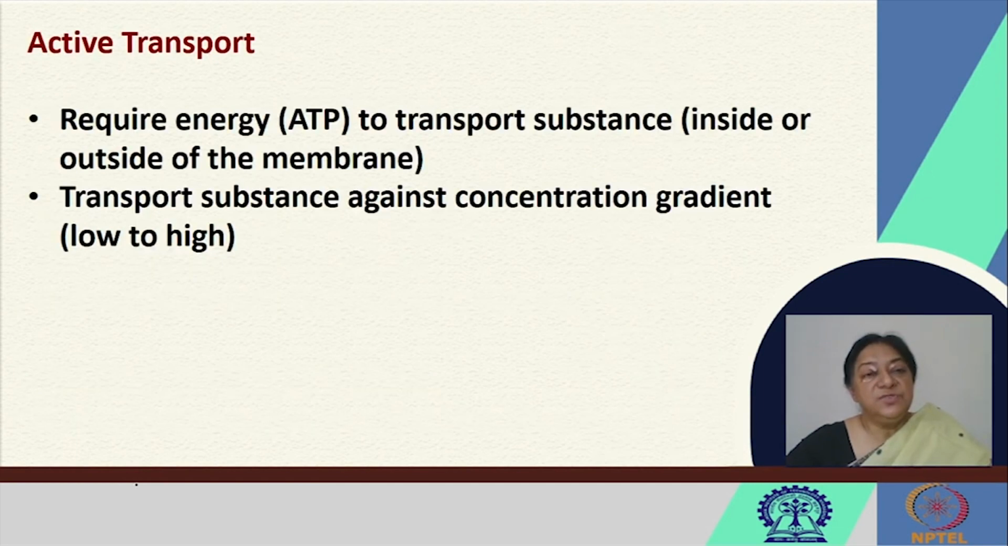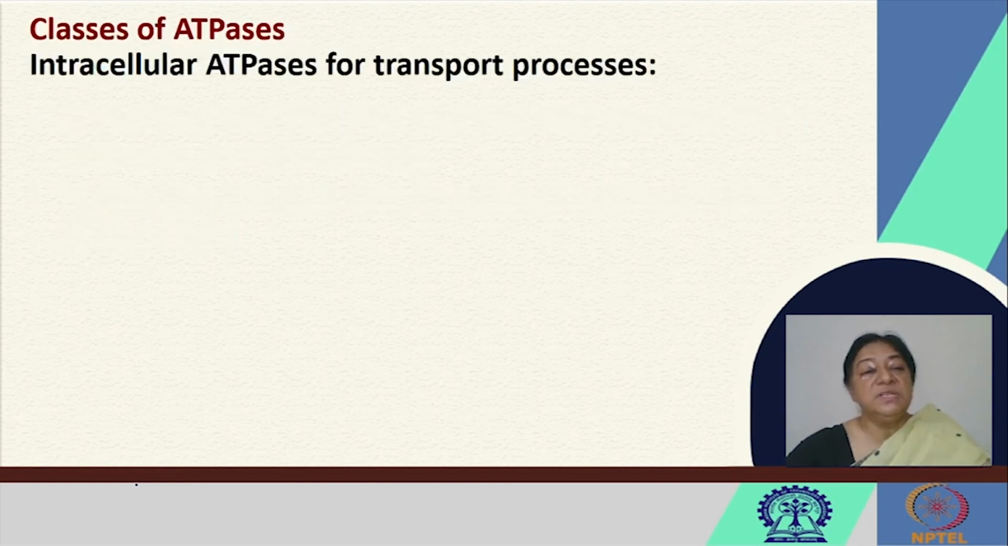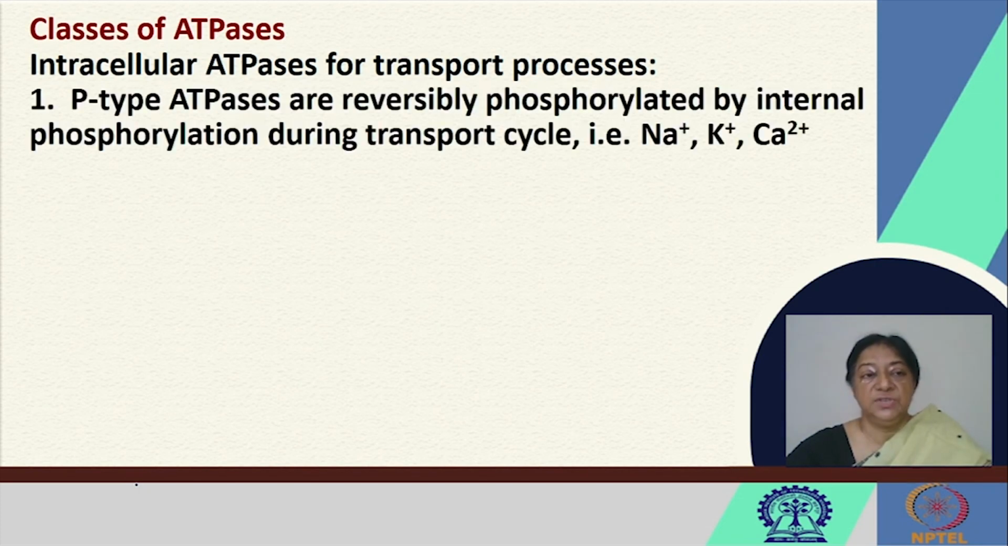So in the active transport that we're looking at, we realize that there is ATP required to transport the substance inside or outside of the membrane, and this transport occurs against a concentration gradient, where we are going from a lower concentration to a higher concentration. There are different types of ATPase associated with the transport processes depending upon the types of ions they transfer.